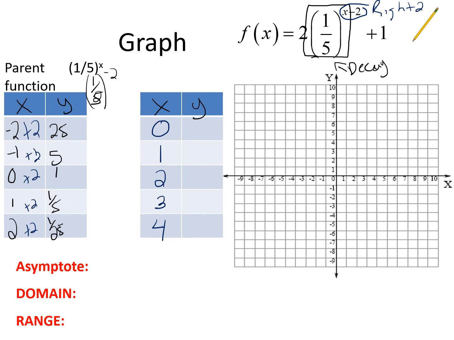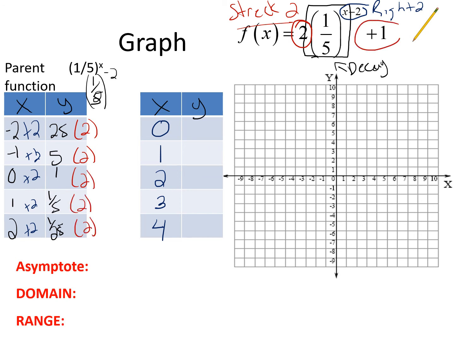I'm going to go ahead and see what's happening to my y. I look out front here, you guys. This 2, I have a stretch of 2, which means I have to multiply each of these by 2 first. Then on the end, remember, this is going to tell me to go up 1. So I also have to add 1 to my y values.